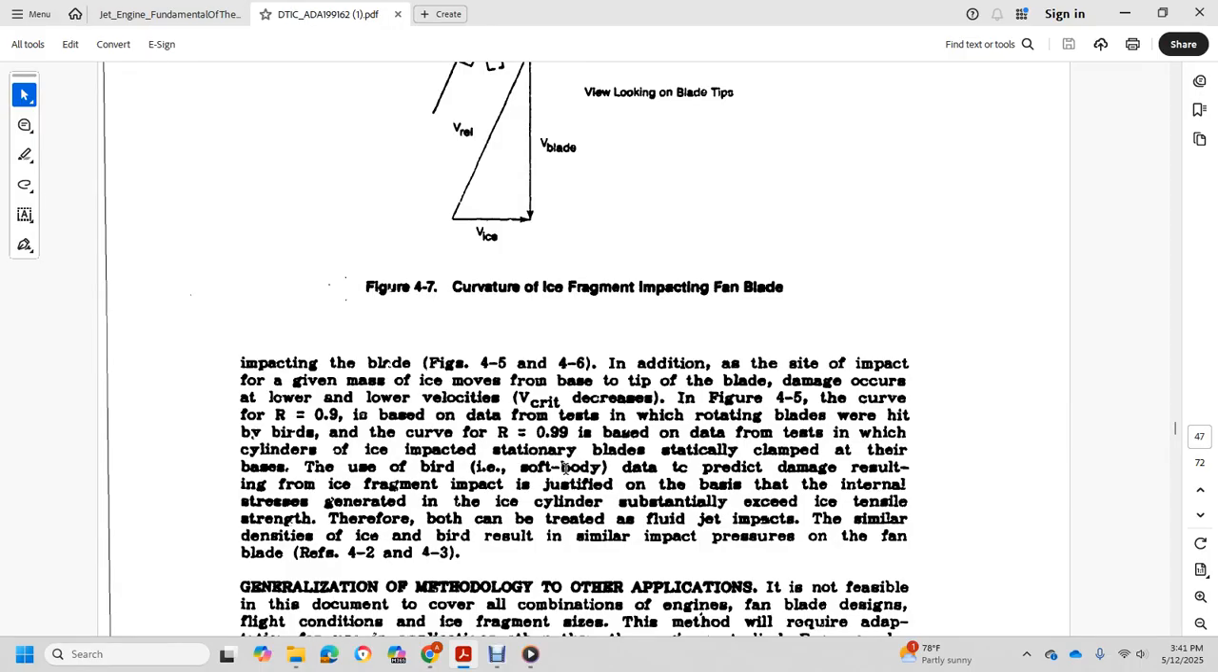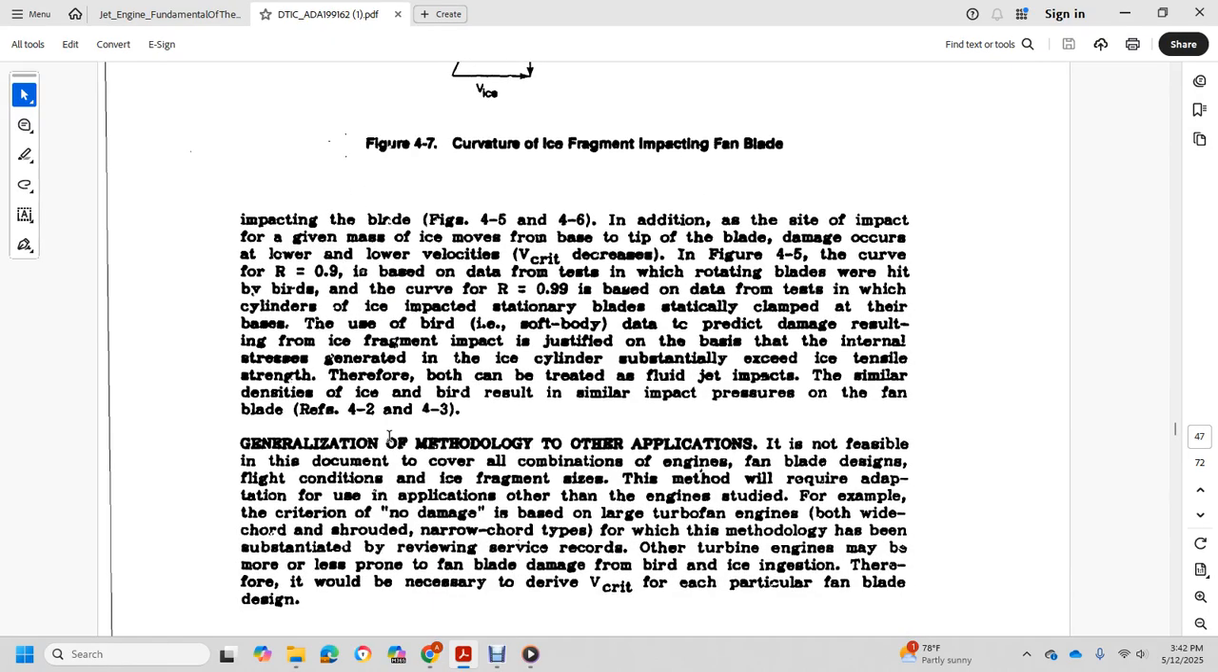In Figure 4.5, the curve with a radius of 0.9 is based on data from tests of rotating blades hit by bars, and the curve with a radius of 0.99 is based on test data from cylinders impacting stationary blades that are statically clamped together, in bases used for the bird soft body data predicted. The damage resulting from ice fragment impact is justified on the basis of the internal stress generated with the ice cylinder. Ice has substantial tensile strength, therefore both of the tests, with the fluid jet impact, are similar, with the density of ice and bird resulting in a similar impact pressure on the fan blade. References 4.2 and 4.3.